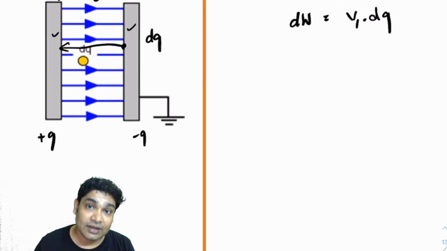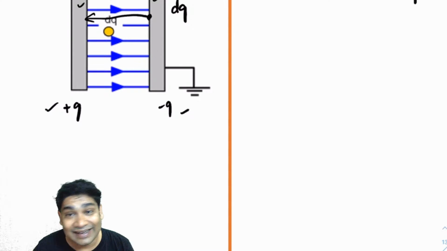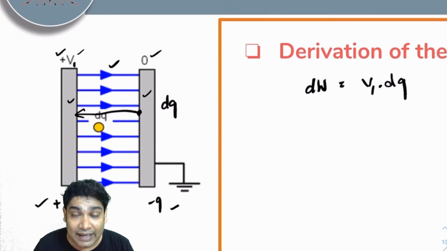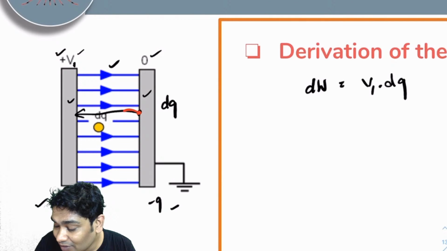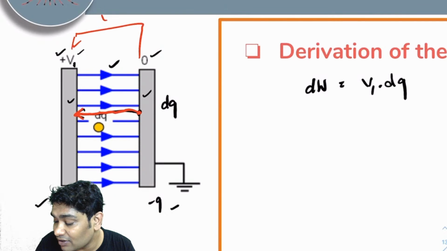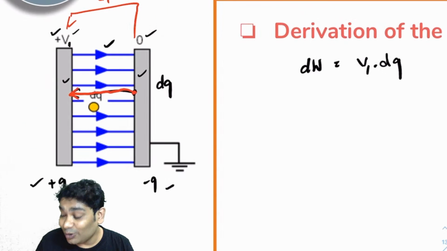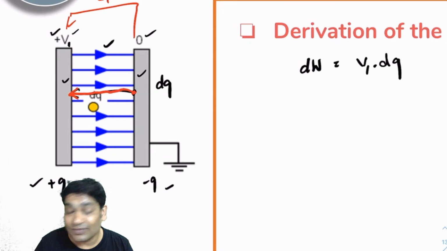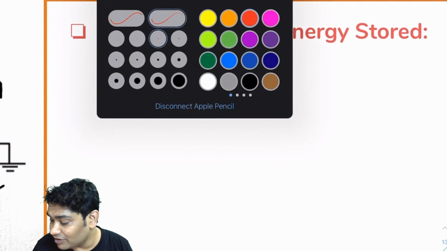At some instant, while charging, if this plate has acquired a minus q charge, this plate has acquired a plus q charge, and right now the potential difference is v1, then imagine I want to transfer an additional plus dq charge from this plate to here. So I will need to do work against this potential difference. The potential difference between two plates is v1, and I know my definition of potential difference: it is the amount of work required to take a unit charge from here to here. So how much charge am I taking? I am taking a dq charge, so the work required would be v1 times dq. Alright, I hope everyone's with me till now.